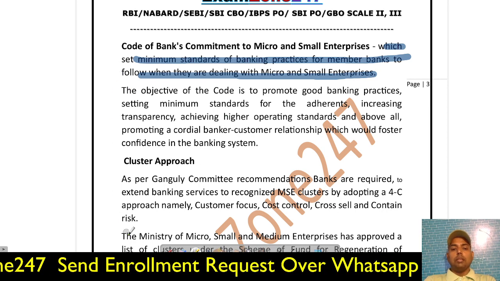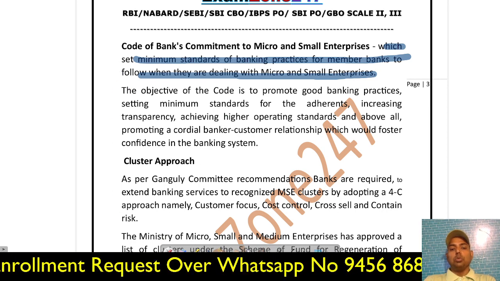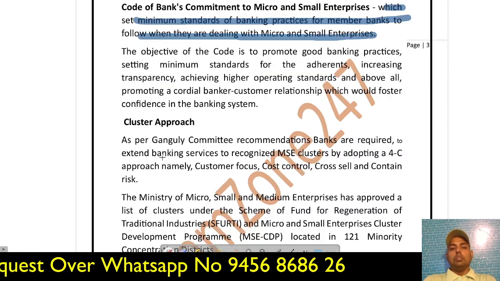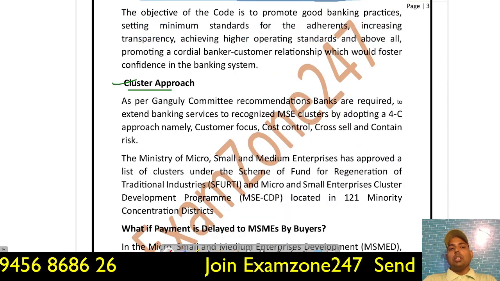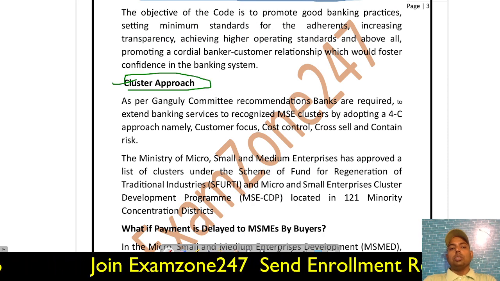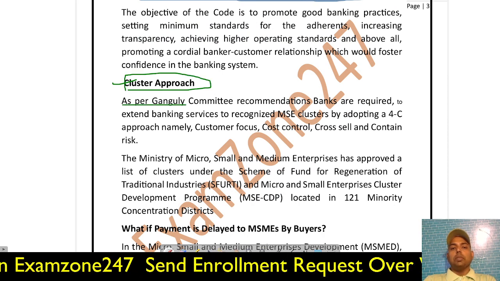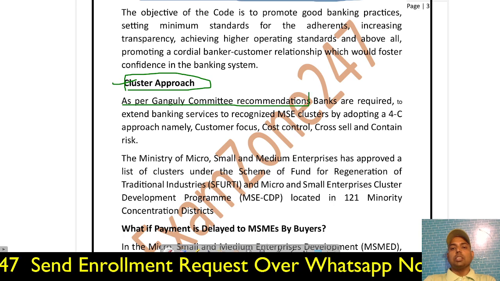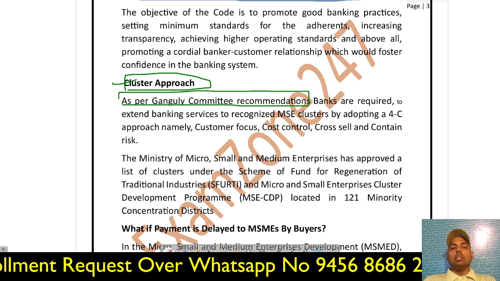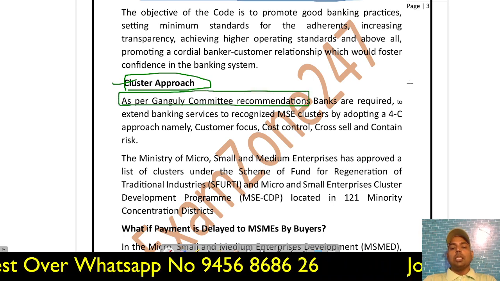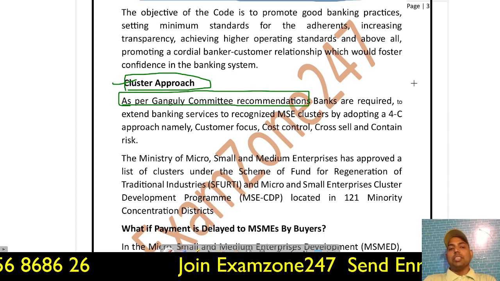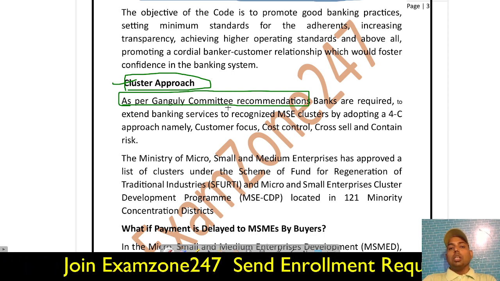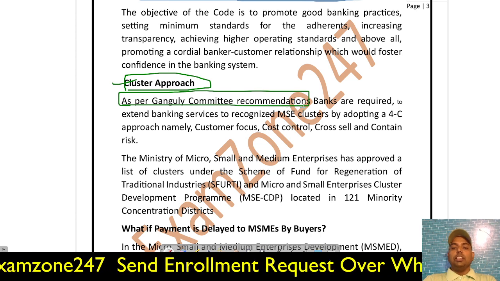Further, I will be sharing this PDF. You should study the rest of this. We will just move towards what the approaches are. Cluster approach. Cluster approach was as per Ganguly committee recommendations. This is important, as a question may come that the cluster approach was made on the basis of Ganguly committee recommendations.